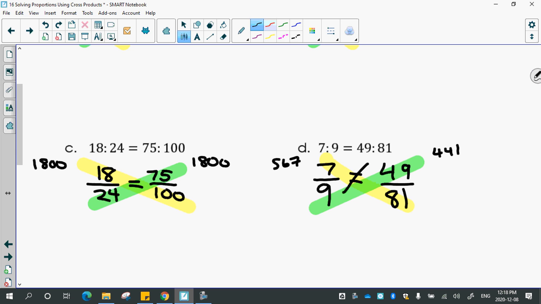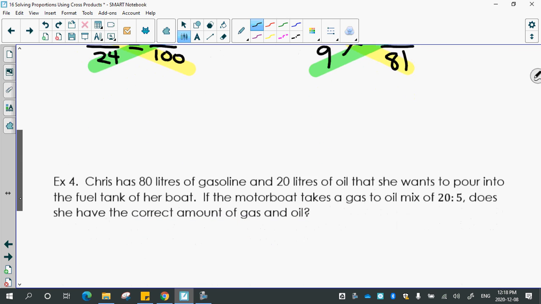So we learned a quick way to tell whether we had equivalent ratios or we did not have equivalent ratios. Okay? All right.